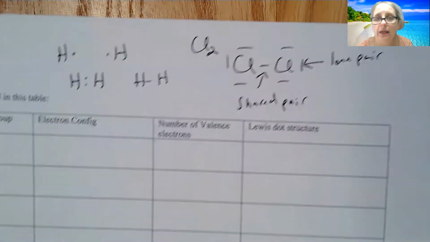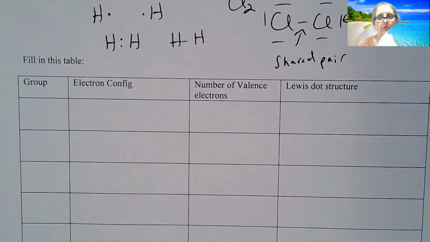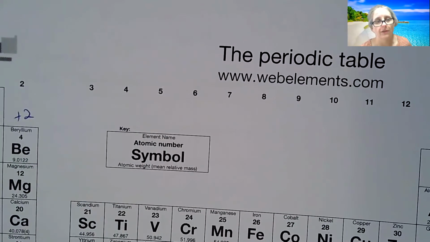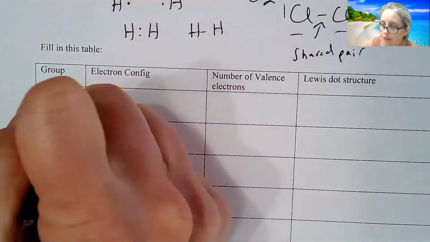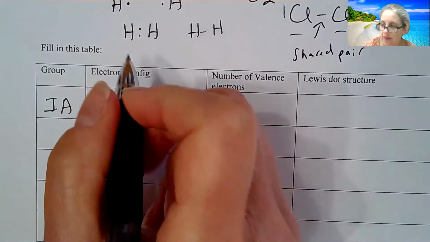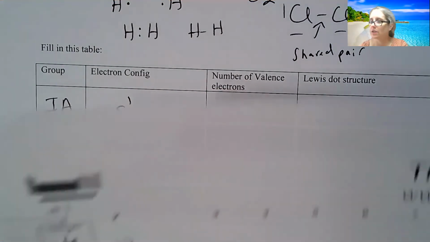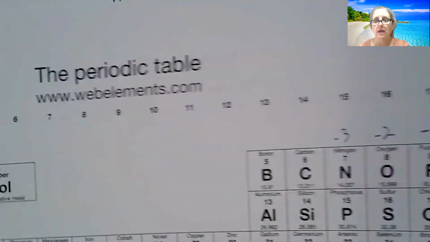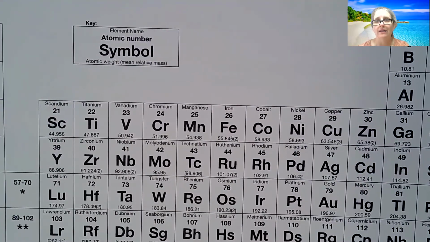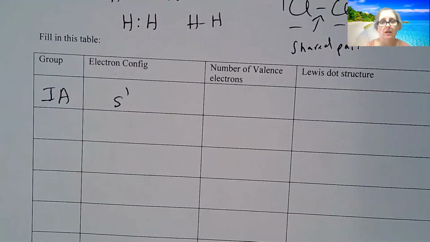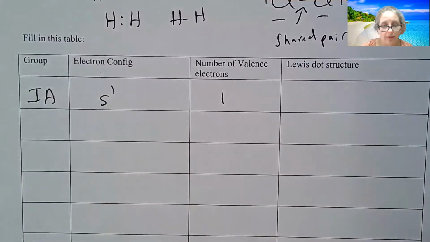So when we are looking at where things are on the periodic table, make sure you have a periodic table to go off of, of where things are located. I am going to label this as group 1A, and that is my first column on the periodic table. We're just going to focus on the first 2 columns and then the last 6. We avoid the transition or the D block in the middle because we're just talking about the valence electrons. So this is an S1 that has 1 valence electron.